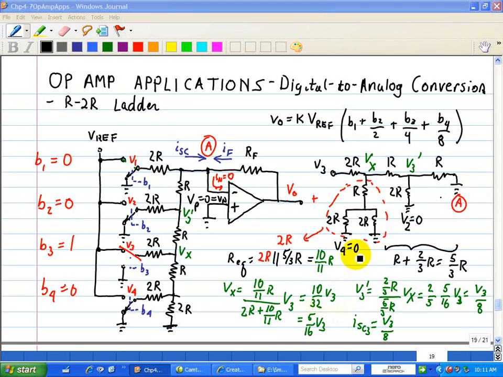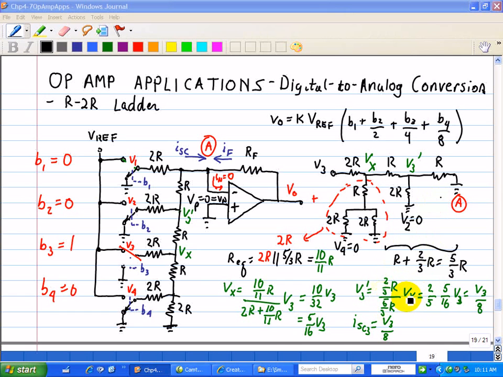Now for V3 prime, we use Vx as an input to this resistor network, and now we can calculate V3 prime. And we can see that V3 prime is the input to this inverting amplifier. So V3 prime is just basically 2/3 R, that's due to this guy, and we know that this here is 5/3 R as shown earlier. So this is just a voltage divider of 2/3 R divided by 5/3 R, the sum of those two, 2/3 R plus R.